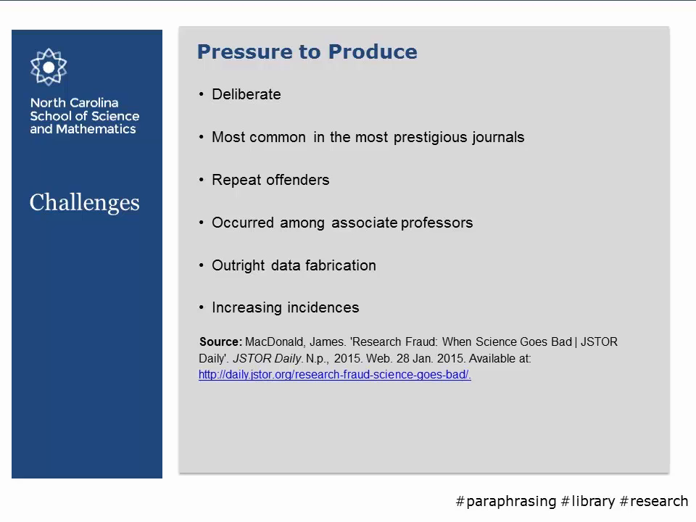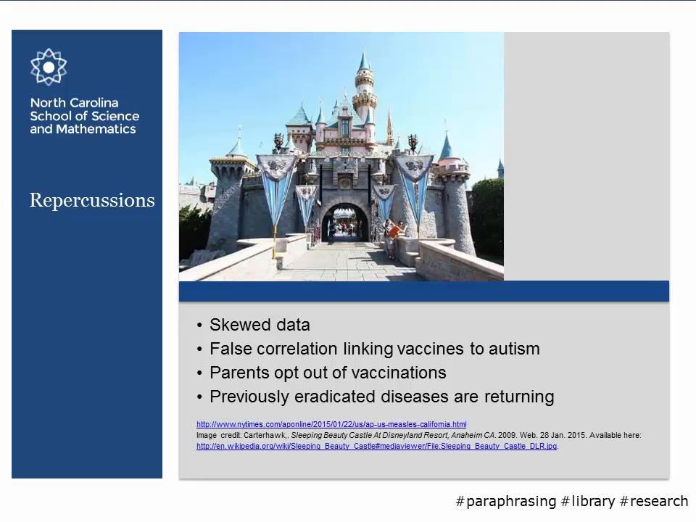According to James MacDonald, deliberate fraud, not error, was the #1 reason for retraction. It's most common in prestigious journals. Most fraudsters were repeat offenders. It occurs predominantly among pre-tenure professors. It is outright data fabrication, and fraud is increasing as jobs and funding become more scarce. Fraudulent data misinforming the public can have serious repercussions. The skewed data that falsely correlated vaccines to autism caused many parents to opt out of vaccinations. Now, previously eradicated diseases are returning, such as the measles outbreak that happened at the happiest place on earth.